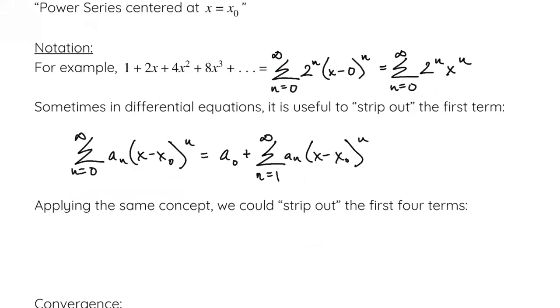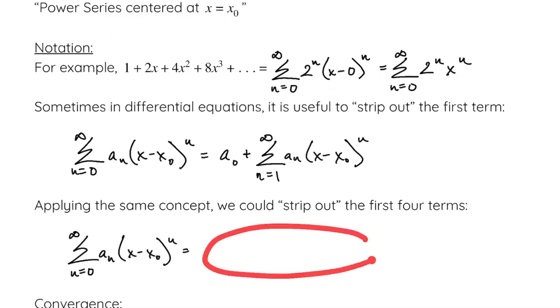Now, this next question is more just an extension, a check for understanding. We could strip out as many terms as we want, right? It doesn't have to be just the first one. And so I'm wondering if you could tell me, how might we modify this if I wanted to have the first 4 terms and then the rest of it? What might that look like?